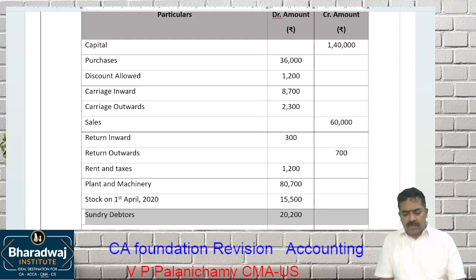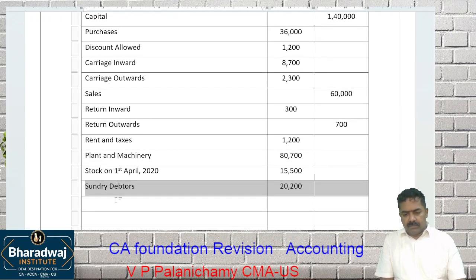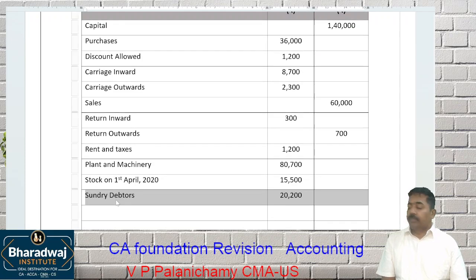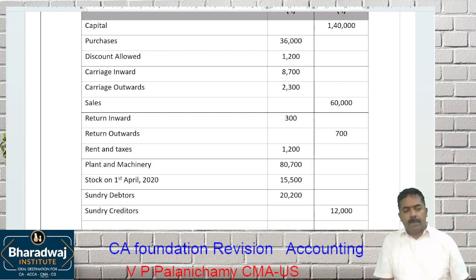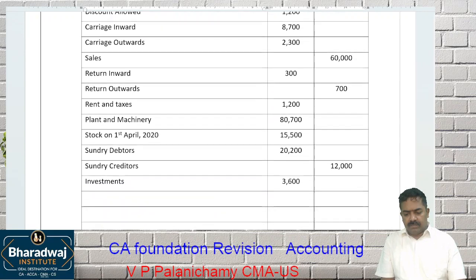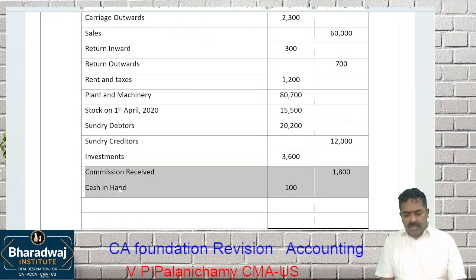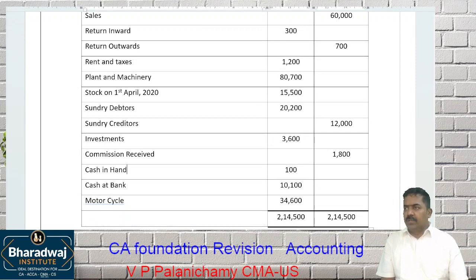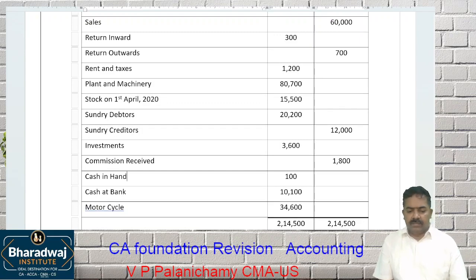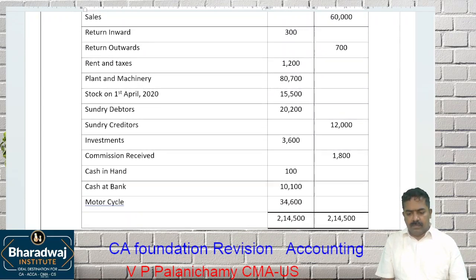Opening stock will come in the trial balance. Of course, debtors and creditors. What else will come? Investments, commission received, cash in hand, cash at bank, motorcycle. 2,14,500. Closing stock will not appear in the trial balance.